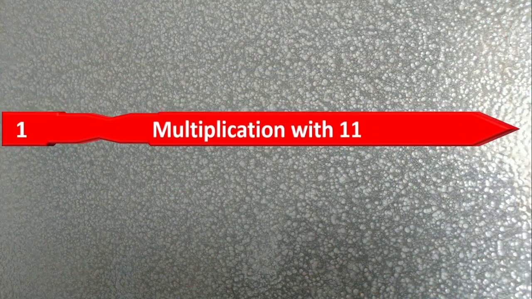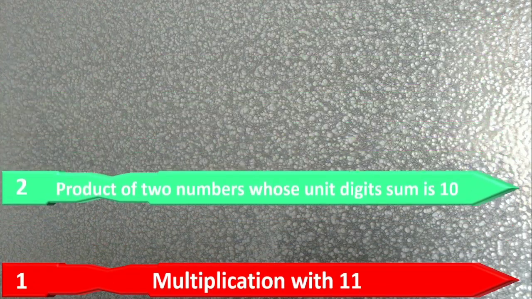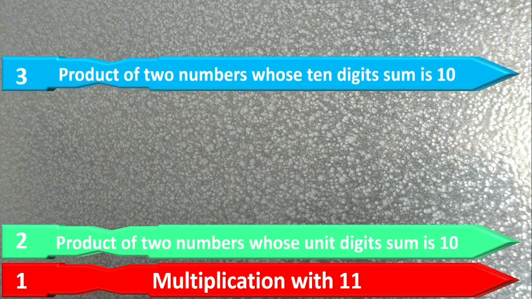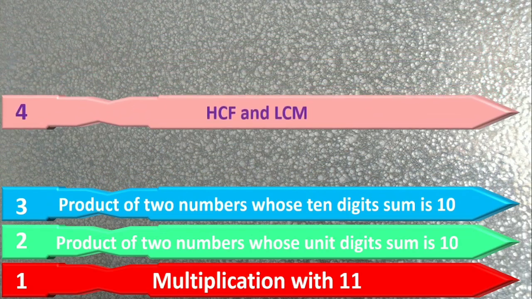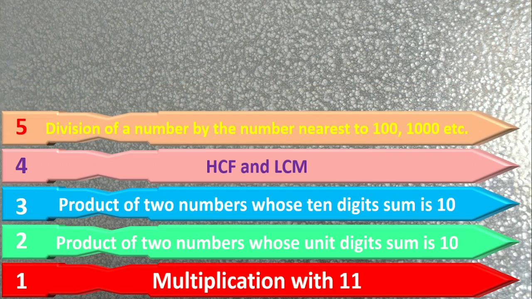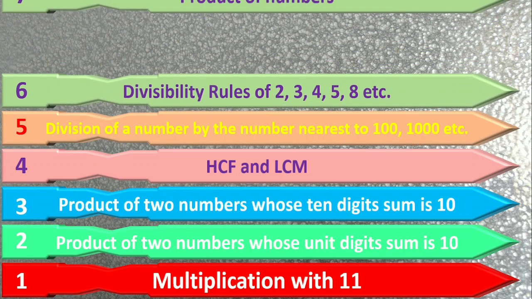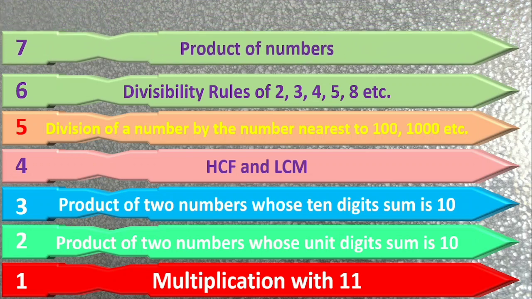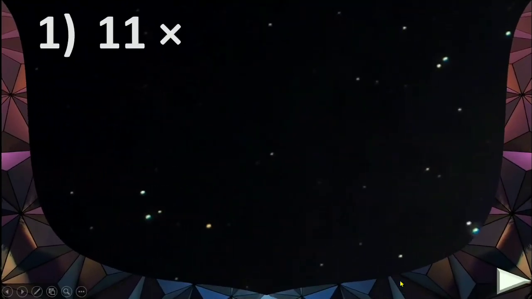First trick is based on multiplication with 11. Second, product of two numbers whose unit digit sum is 10. Third, product of two numbers whose ten's digit sum is 10. While fourth, HCF and LCM. Fifth, division of a number by the numbers nearest to 100, 1000, etc. Sixth, divisibility rules of 2, 3, 4, 5, 8, etc. And last will be based on product of numbers. So first, multiplication with 11.